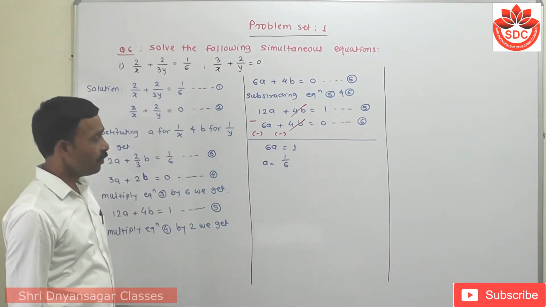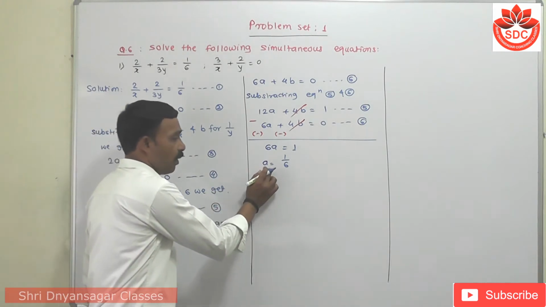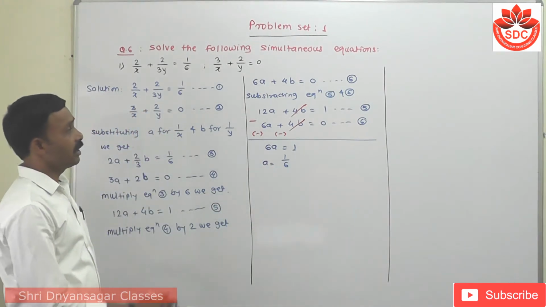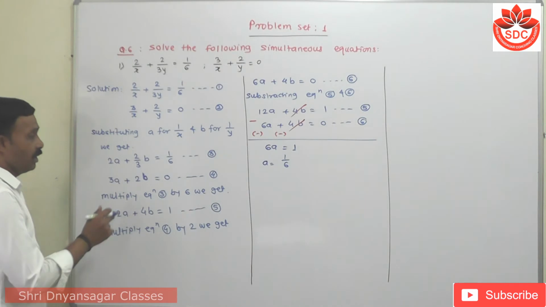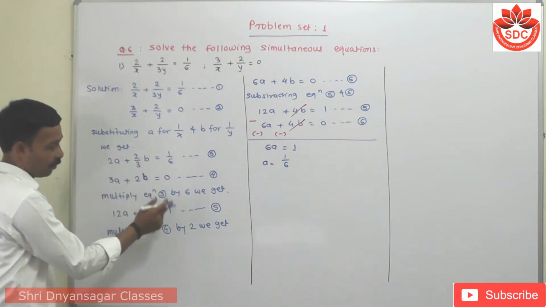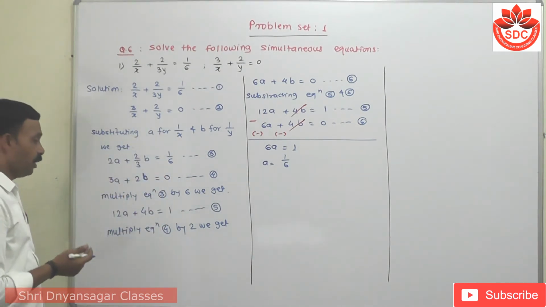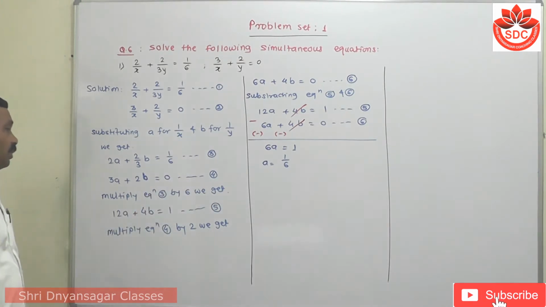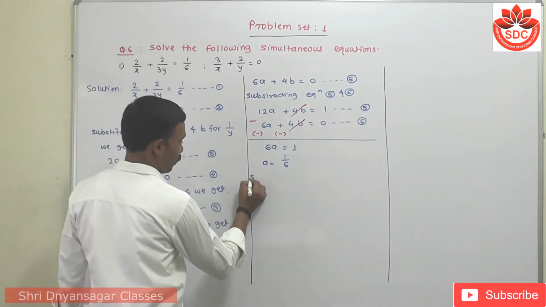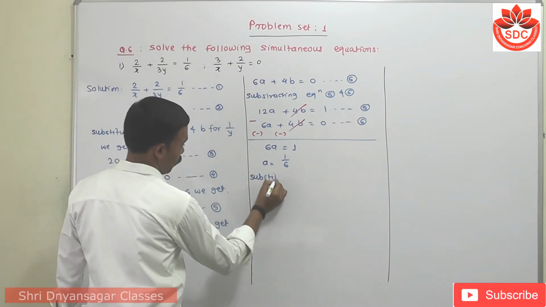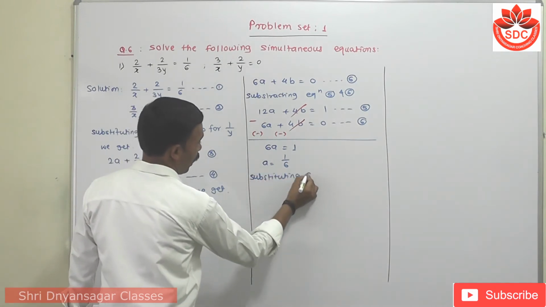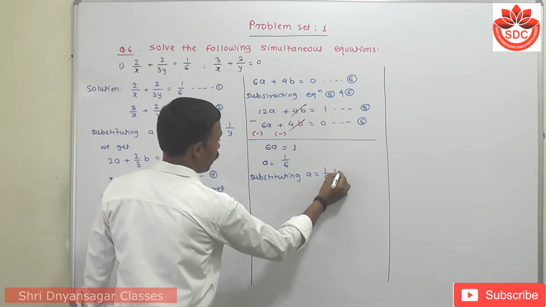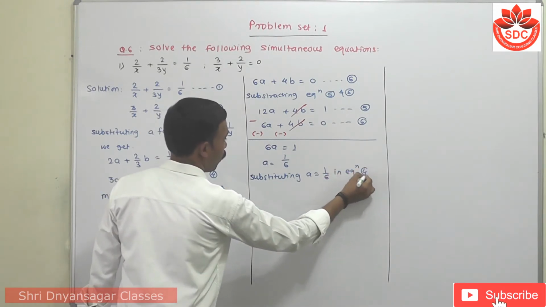Then substitute this value of a, 1 upon 6, in any equation: third, fourth, fifth or sixth. Which one is simple? Take any one of them. Suppose I have taken equation number 4. So substituting a is equal to 1 upon 6 in equation 4.